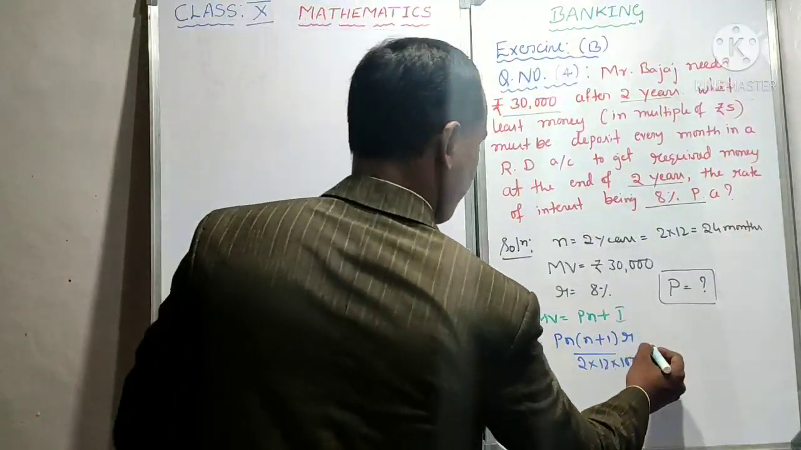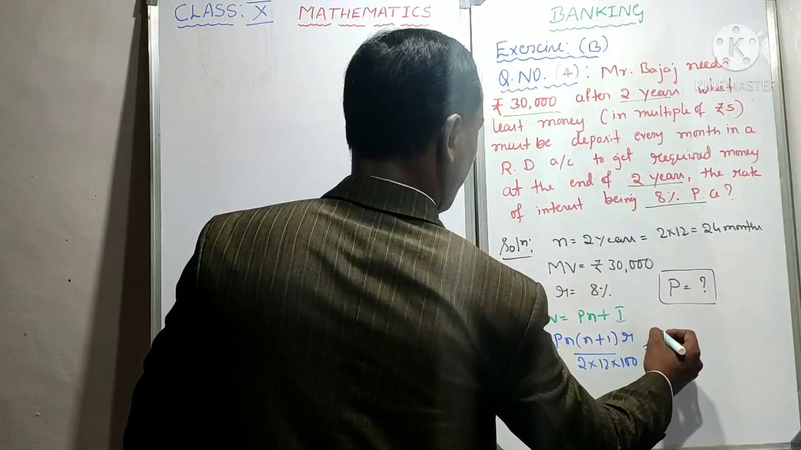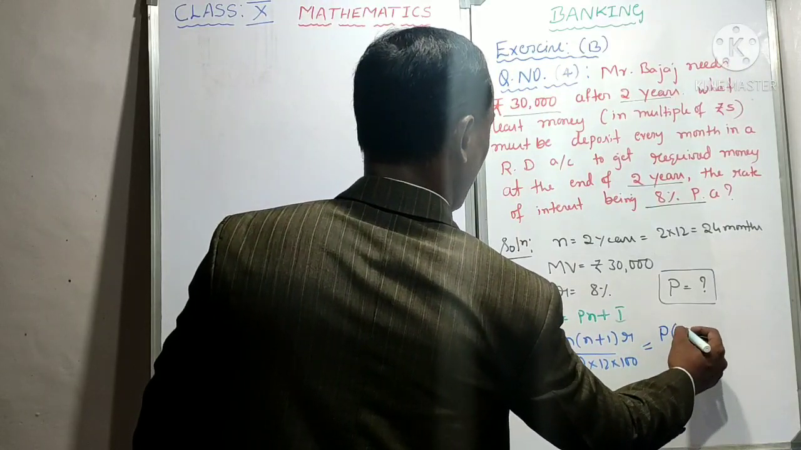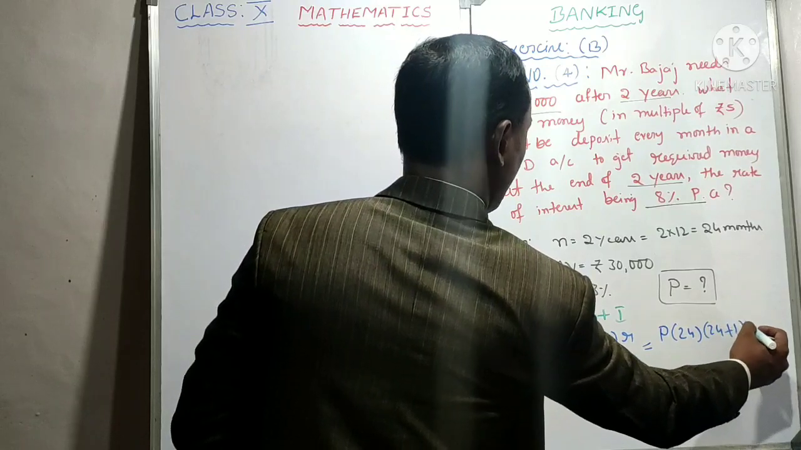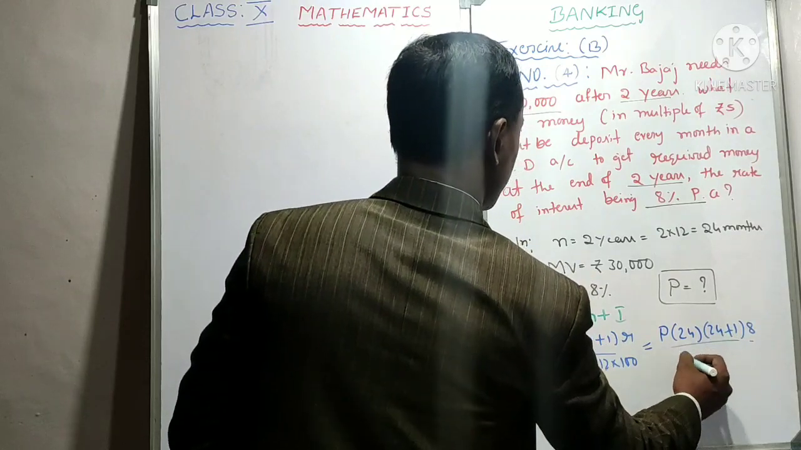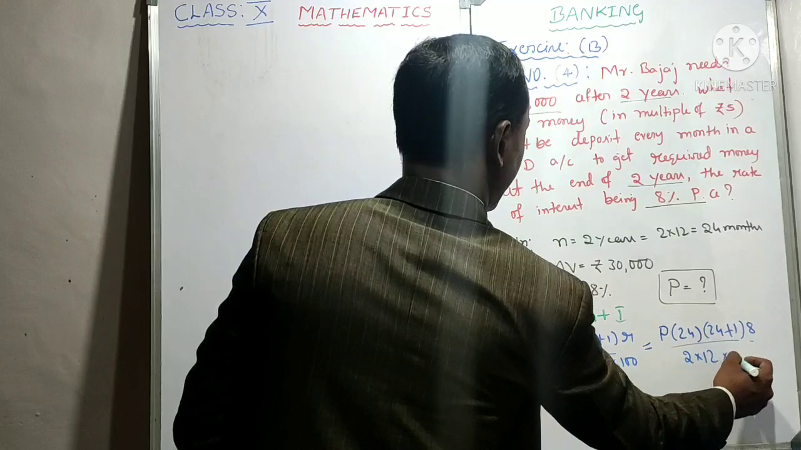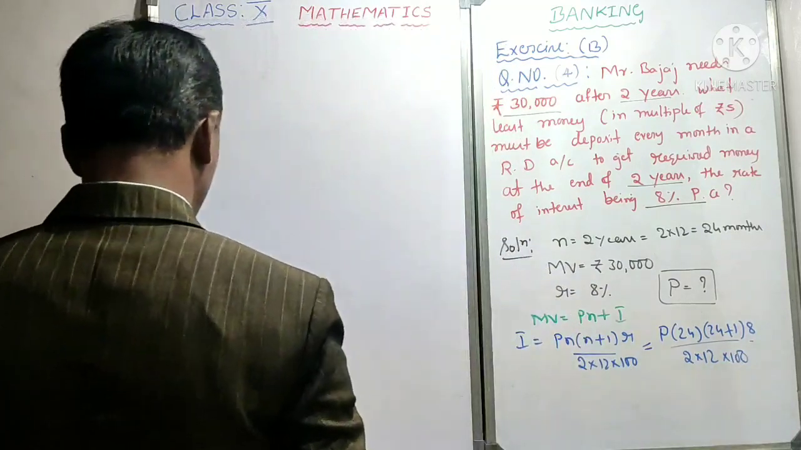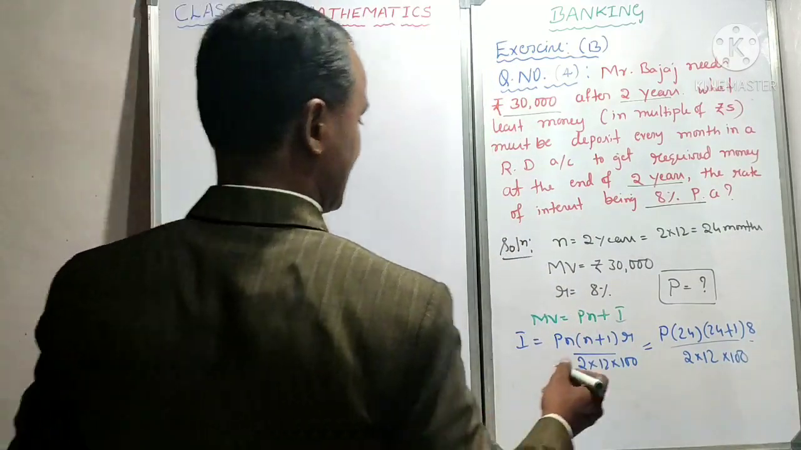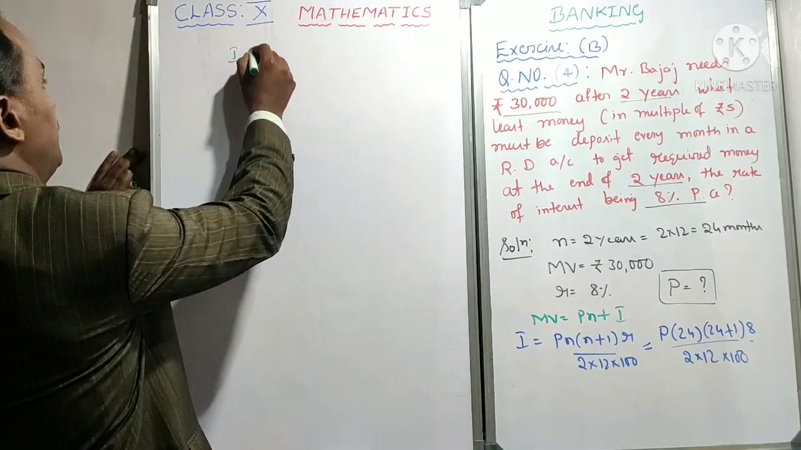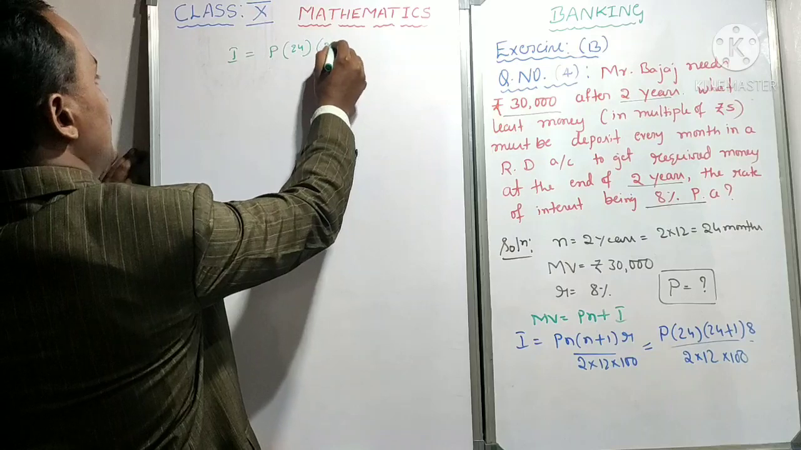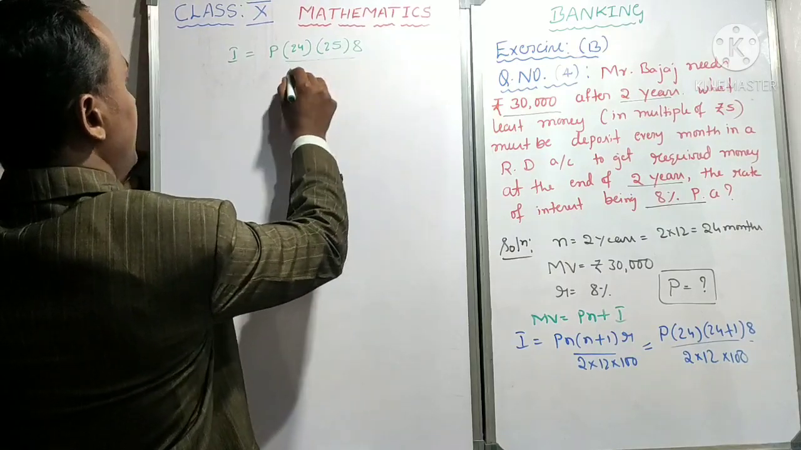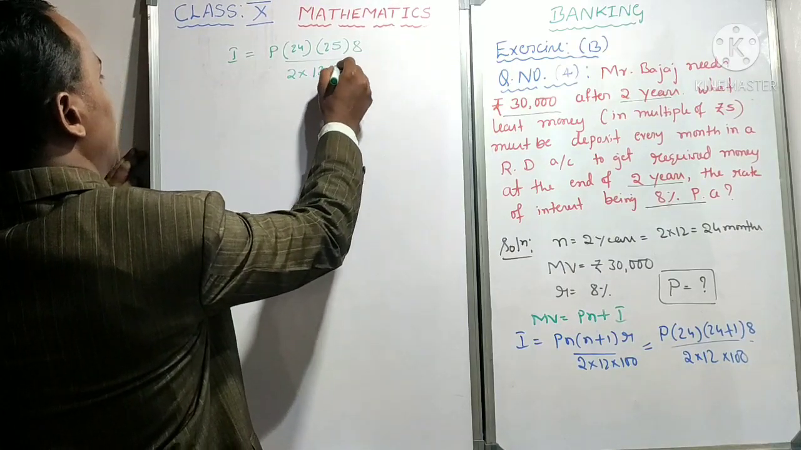What are the values? P value we don't know, so I write it as P. N value is 24 months, 24 plus 1, R value 8, divided by 2 into 12 into 100. This one is possible to simplify. So I write I is equal to P as it is, N value 24, 24 plus 1 became 25, into 8 divided by 2 into 12 into 100.